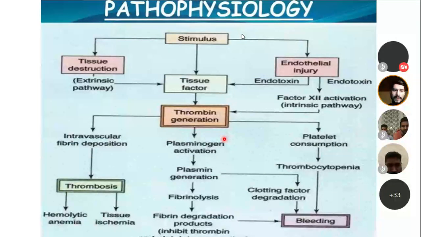Now, this is the pathophysiology of DICS. You have the stimulus, basically the trigger factor to initiate, and it is either tissue destruction or endothelial injury. In our case, we have endothelial injury by endotoxin, which will initiate the factor activation, right? The thrombin generation. Prothrombin leads to thrombin generation. Then we have two pathways. There's one: plasminogen activation, plasmin generation, clotting factor degradation. No more clotting factors, not enough, okay?